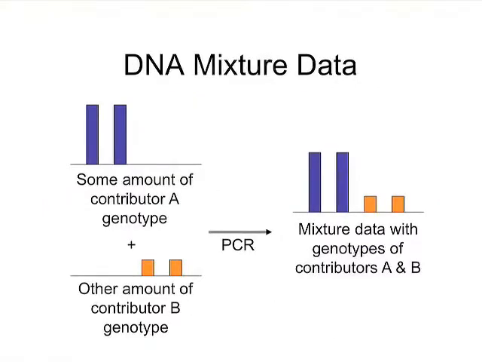Where do mixtures come from? Well, suppose in blue I have a first contributor, and there's a lot of him, and then in orange I have a second contributor that's supposed to represent their alleles at some locus, and there's less of him. And you add a lot of A to a little bit of B, amplify them, and you get a pattern. That's mixture data with the genotypes of contributors A and B. So that's independent of your theory, that's just what happens.